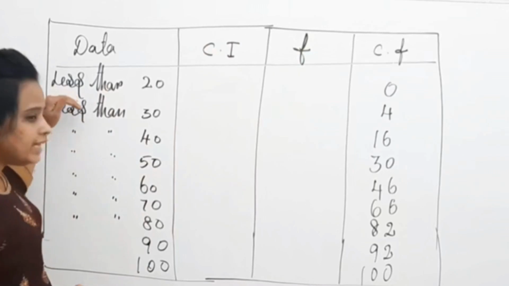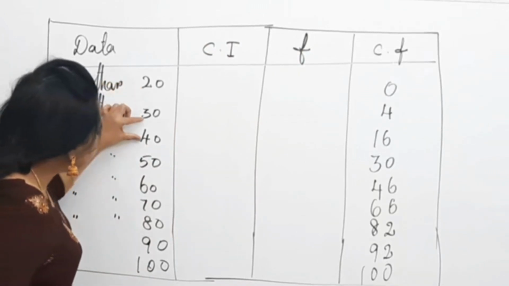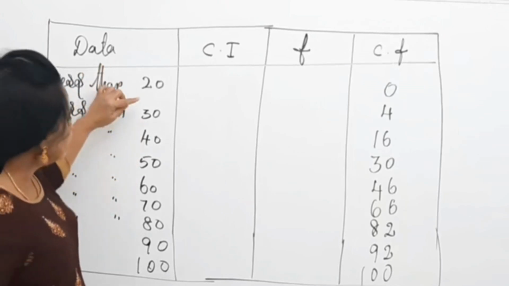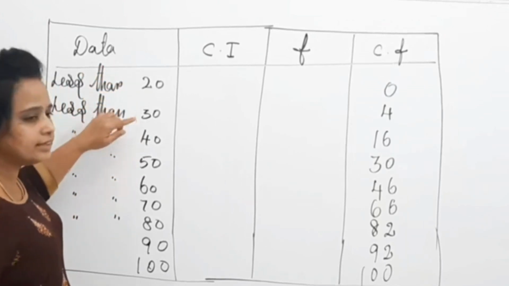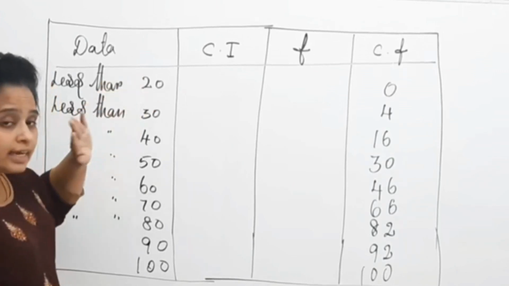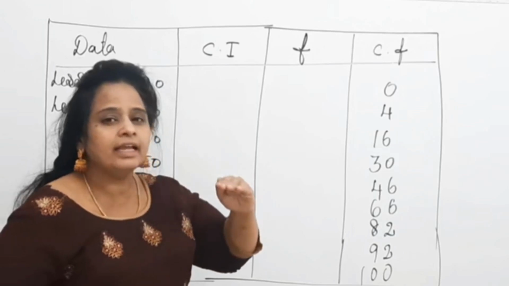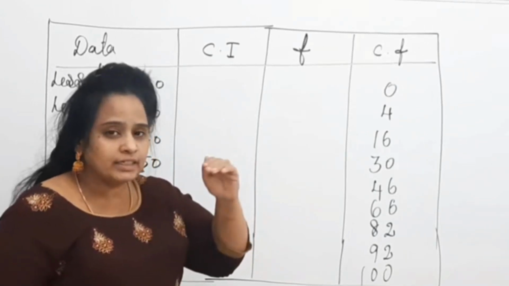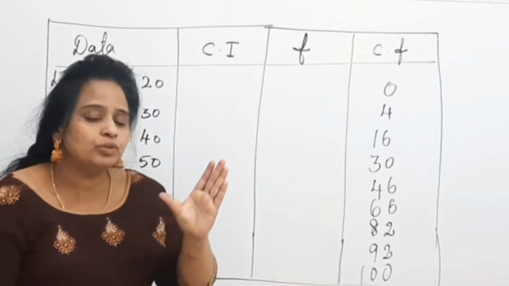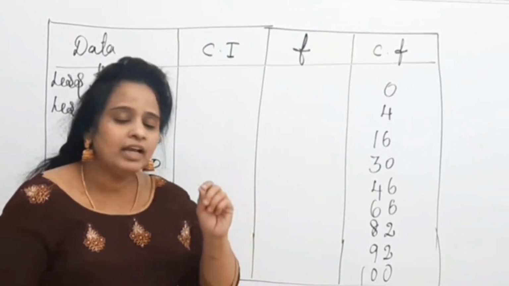Now less than 20: you will understand the gap between the less than information is 10. That is less than 20, less than 30, 40. So 40 minus 30 is 10, 30 minus 20 is 10. So you understood the gap between the data is 10, so my class size is going to be 10. The class size of my class interval is 10.